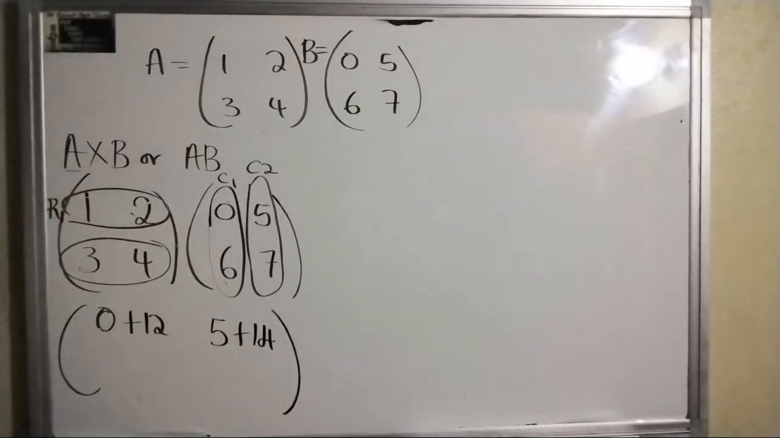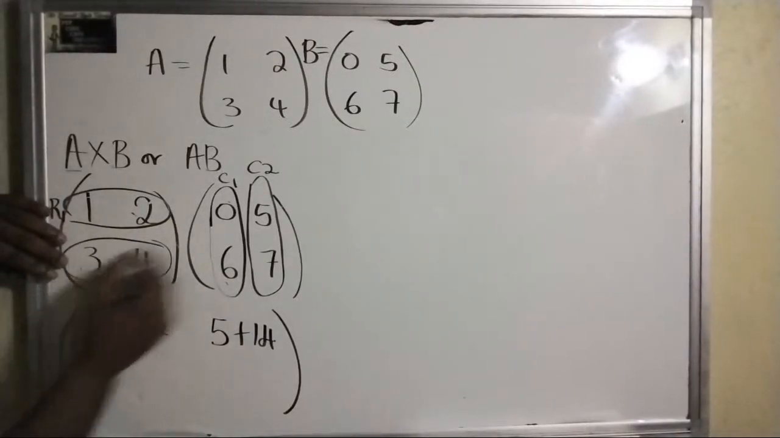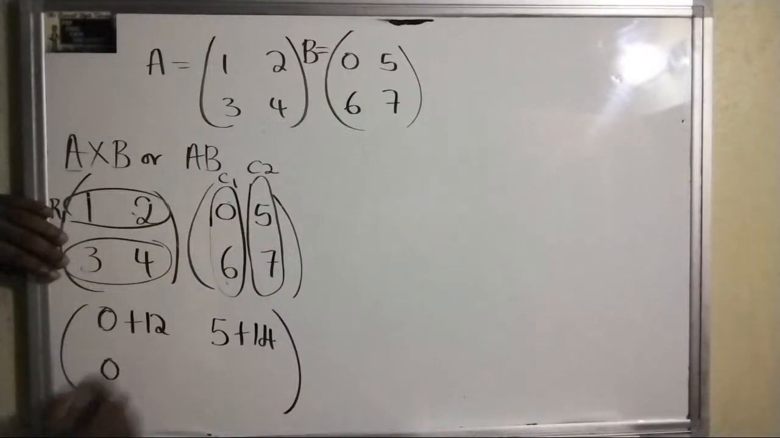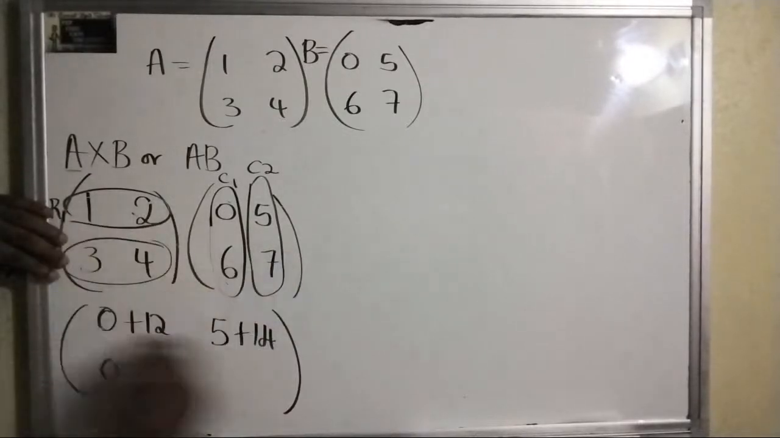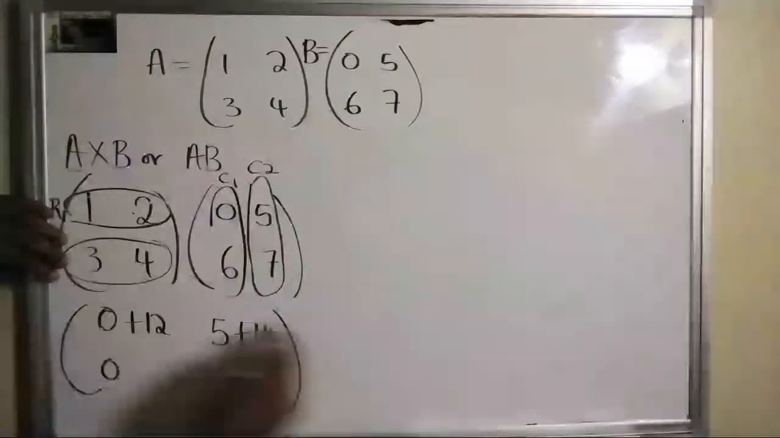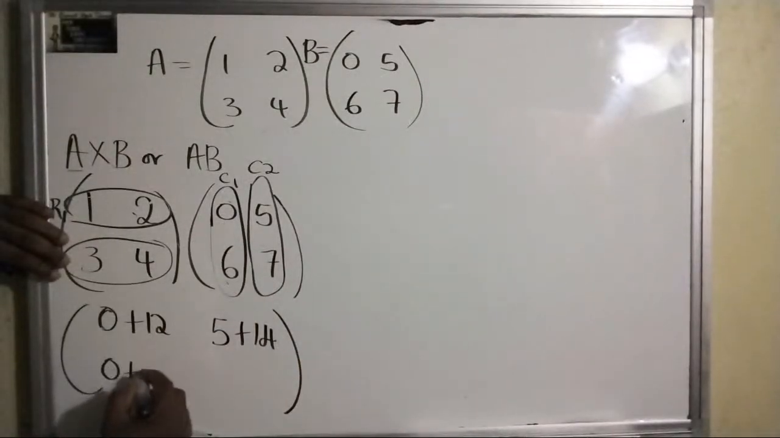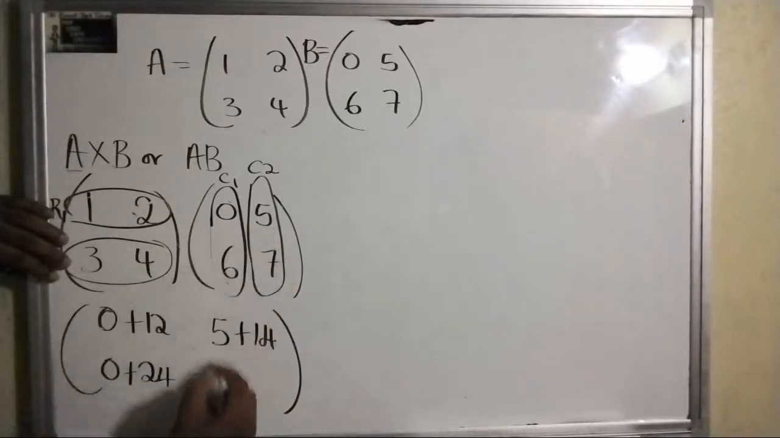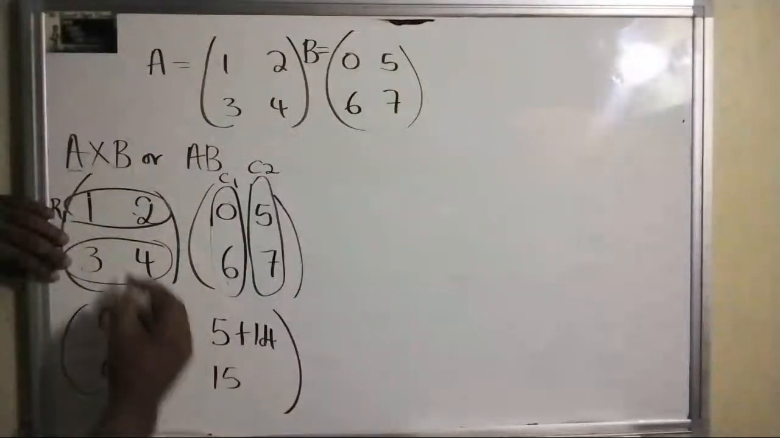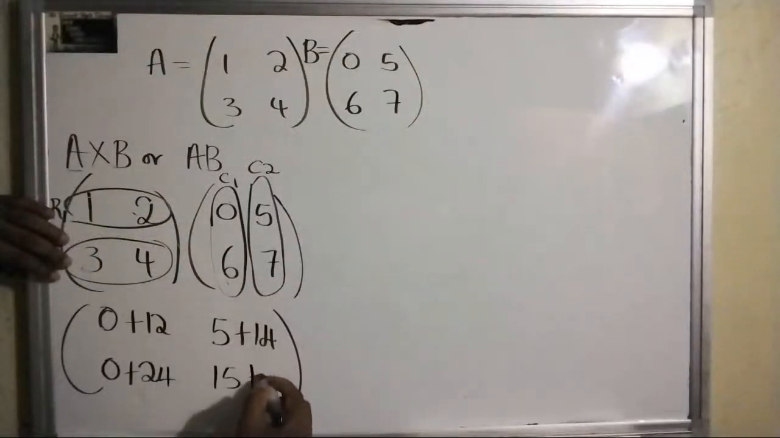Remember guys, a challenge is going to come after this, and I want to see who can get it. Alright, let's go now. It's 3 times 0, which is 0. Notice row 1 controls the top and this one controls the base. So 3 times 0 is 0, 4 times 6 is 24, then 3 times 5 is 15, and 4 times 7 is 28.